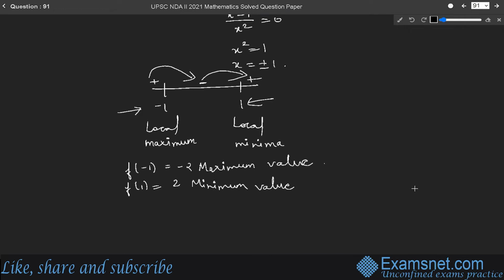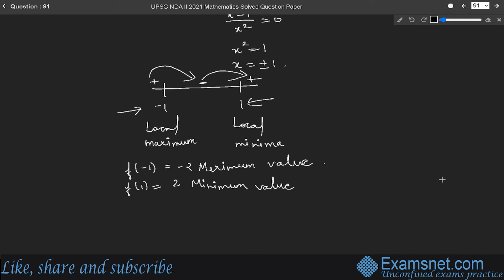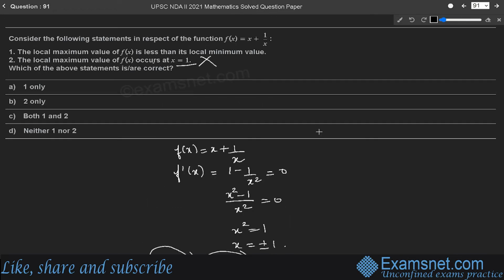Therefore, statement 1 is correct because it says that the maximum value is less than the minimum value. Here we can see that the maximum value -2 is less than +2. So, statement 1 is correct for this question. It means that only the first statement is correct. Therefore, the correct option here will be option A, which is 1 only.